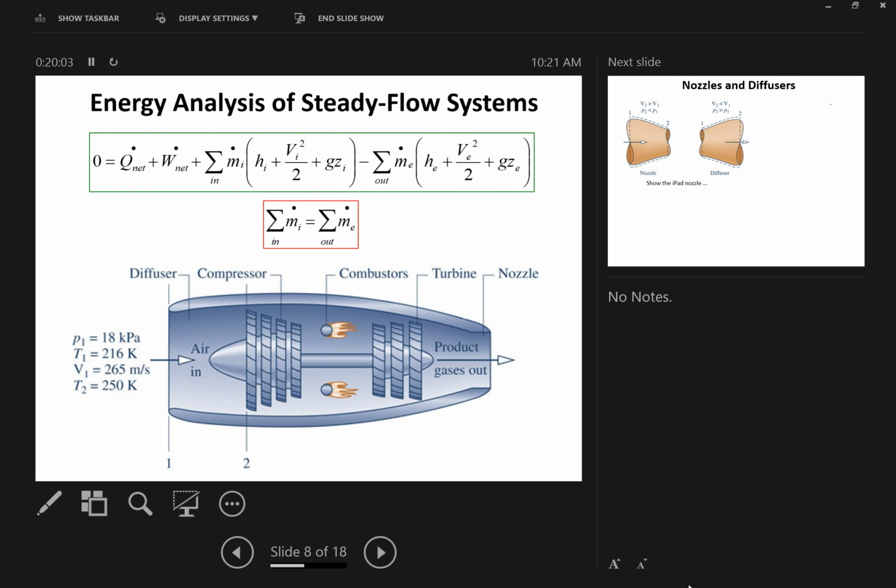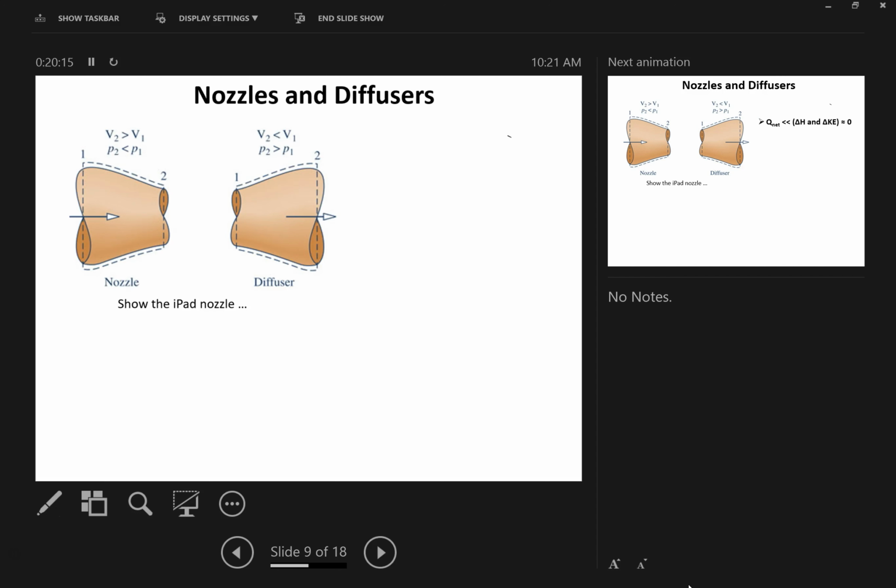What we're going to look at first are nozzles and diffusers. The homework is actually going to involve a little bit of mass flow, but then nozzles and diffusers. So let's look at those right now. We have nozzles, which constrict the area, and diffusers, which make it bigger. Don't worry about the iPad. That was old stuff.